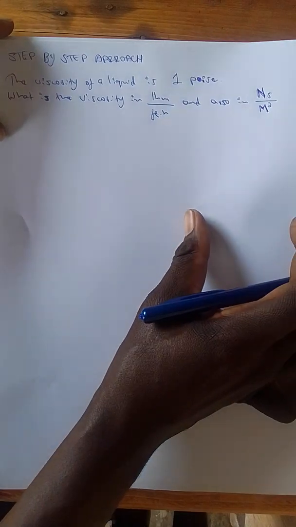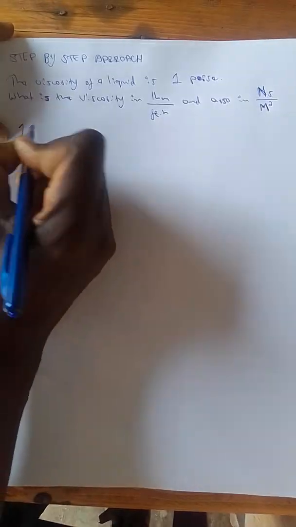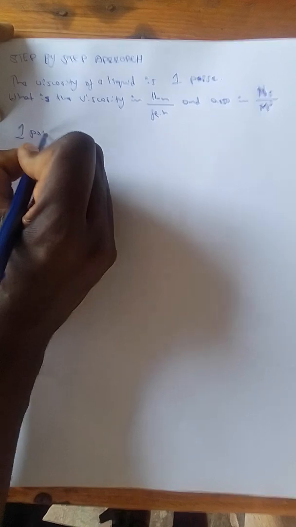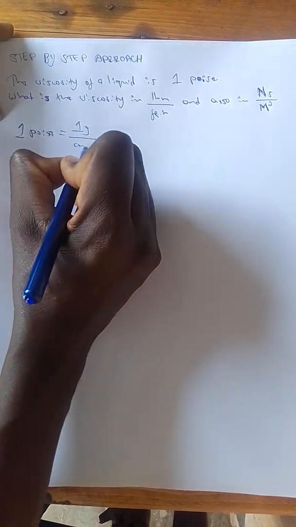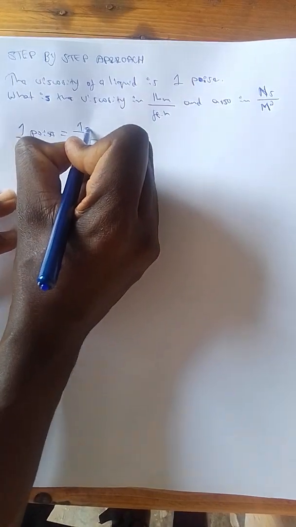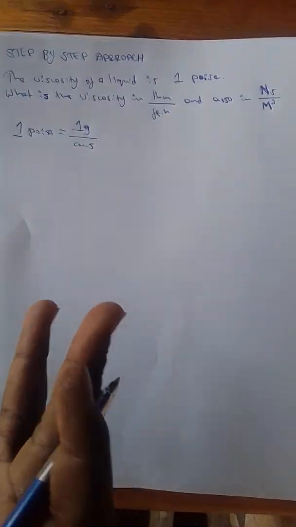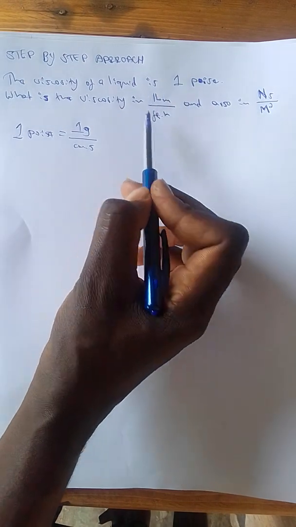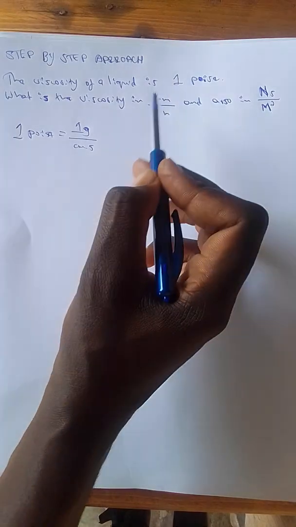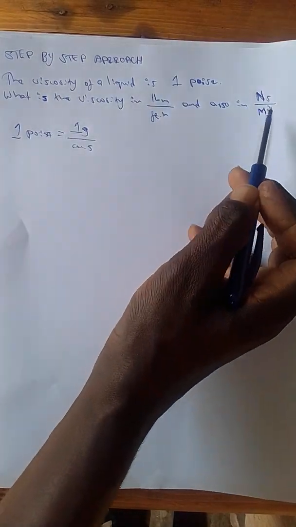Now what we need to first look at is, what do we know? We know that 1 poise is equal to 1 gram per centimeter second. This is something that is given. You don't need to calculate this. This is something that is known. Now, we have to first convert it to pound mass per feet hour, and also Newton second per meter squared.